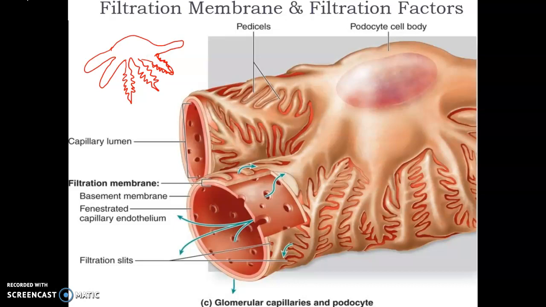Now, these extensions of the arms, these are called pedestals. And I want you to notice that the pedestals kind of interlock with each other. Do you see this pedestal and this one? They're interlocking with each other. As they interlock, they form a structure called filtration membrane.